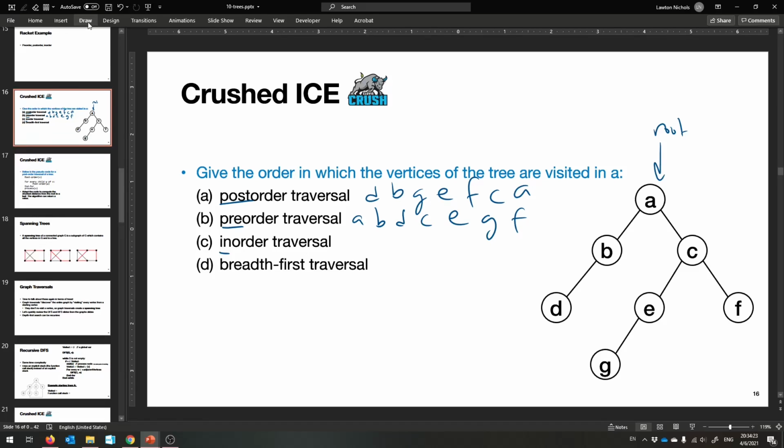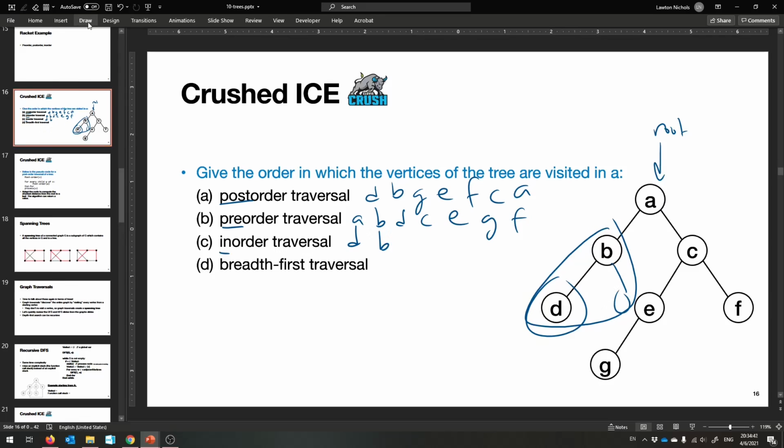Now in-order, that one is left, root, right. Ready? So first we do the left of the whole thing. Or sorry, we do left, root, right. Okay, root's in the middle. Do left, root, right, and so now we're doing left. Okay, so we do left, root, right, which is going to be D is left, B is root, right is nothing.